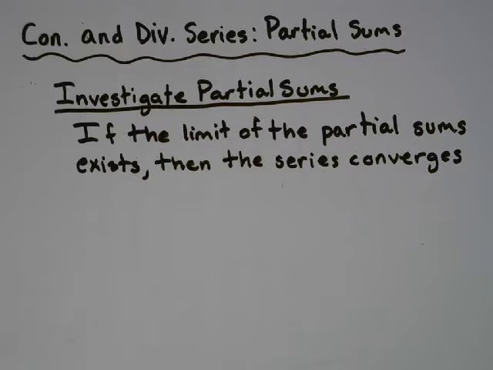So for partial sums, if the limit of the partial sums exists, then the series converges. So what we're going to look at is if we add more and more things, is there a limit or is there not? If there is a limit, then that tells us that the series converges. If there is not a limit, then the series is going to diverge.